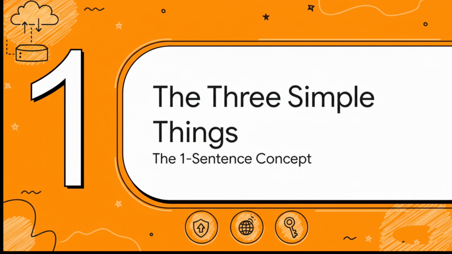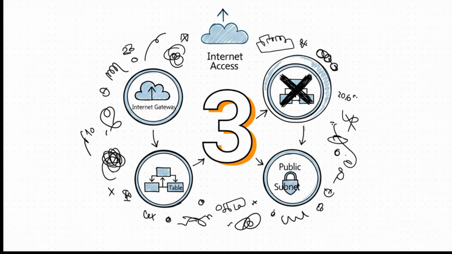Okay, so let's boil this all down to one single idea. A public subnet is just a chunk of your cloud network where your server can talk to the internet and the internet can talk back. That's it. And to make that happen, you really only need to remember 3 key things. Just 3. Not 10, not 20. If you can push all the other noise aside and really focus on these 3 core pieces, I promise the rest of AWS networking is going to start clicking into place.